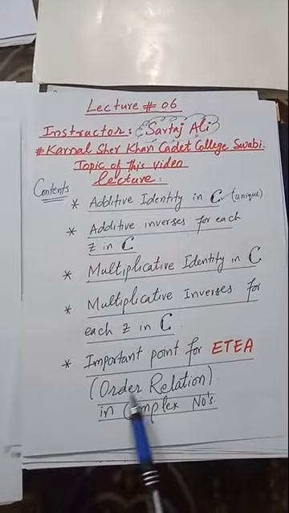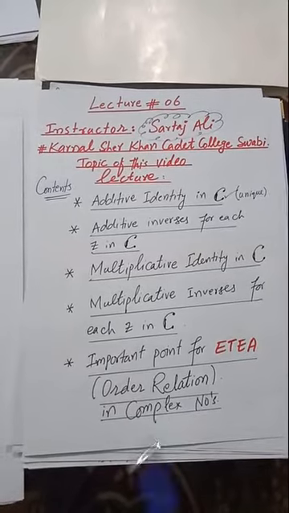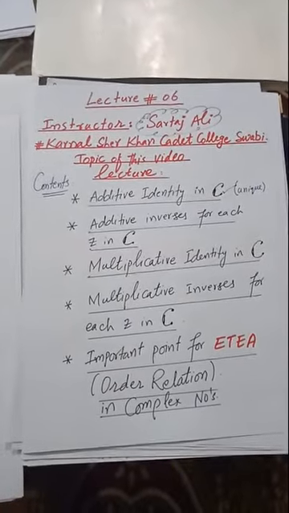And at last we will discuss an important point, which is order relation. Order relation means, can we compare two complex numbers? This is the order relation.